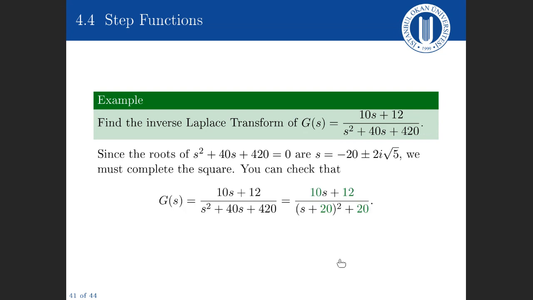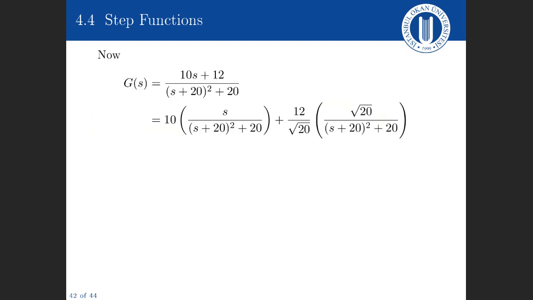It turns out that our function is (10s + 12) divided by ((s + 20)² + 20). Because again, the first time I taught this example was on the 10th of December 2020. Now, how can we break this up? We want to break this up into things that we recognize. For the first bracket, I want s over ((s + 20)² + 20).